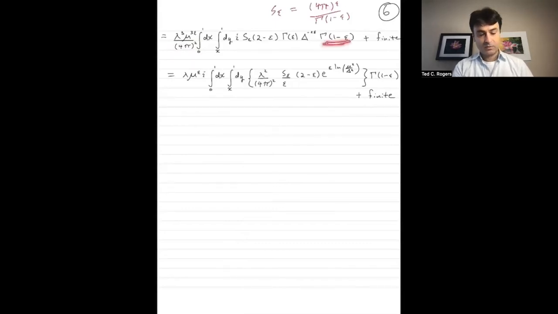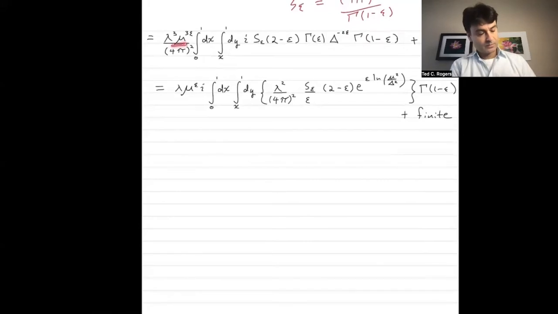I've multiplied by an overall gamma of 1 minus epsilon in order to have a 1 over gamma of 1 minus epsilon here. Okay, I've done just a few more rearrangements and check that that all works out. Continue that down to the next line, and what I get is here.